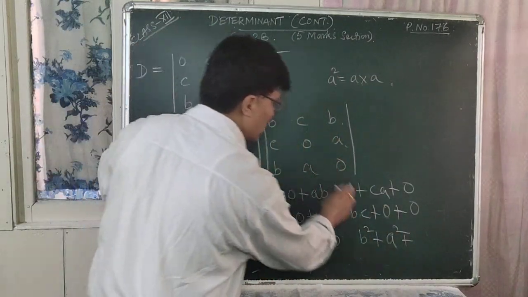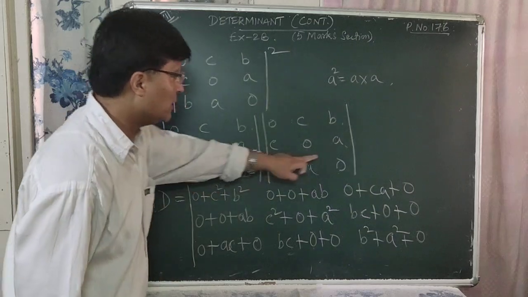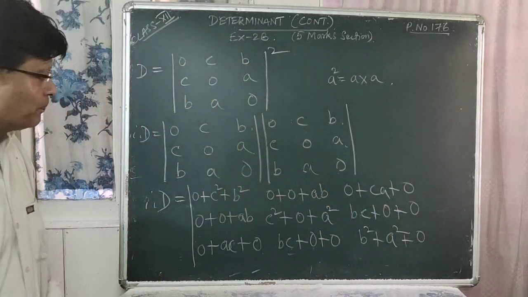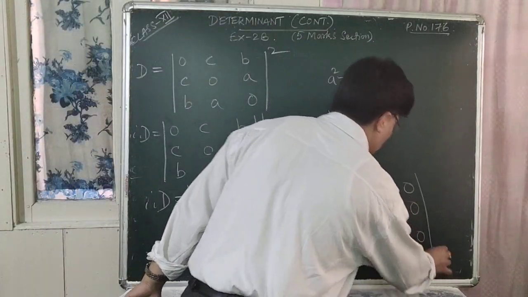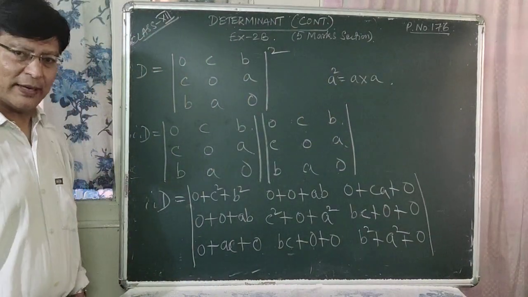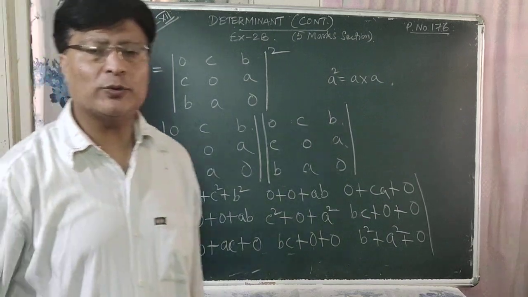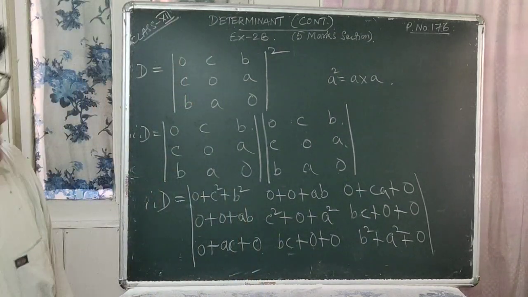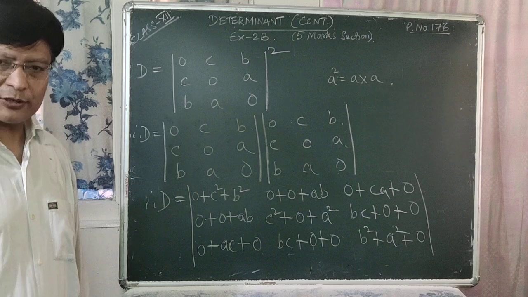Plus 0 into 0. That is, third element into third element is 0. So this is the third row, right? In this way you can multiply the two determinants. So I think you have understood it.